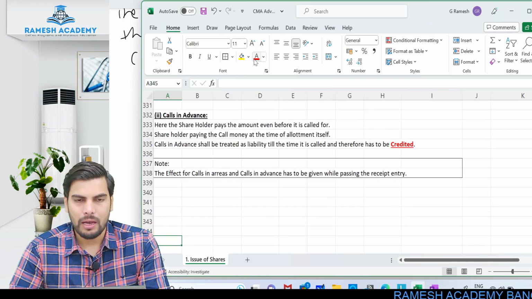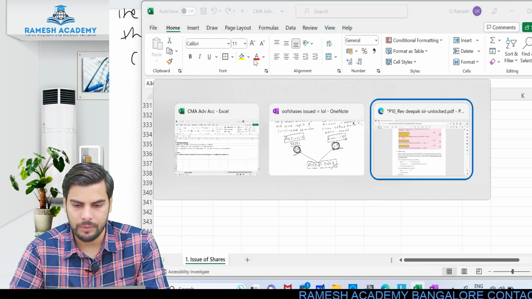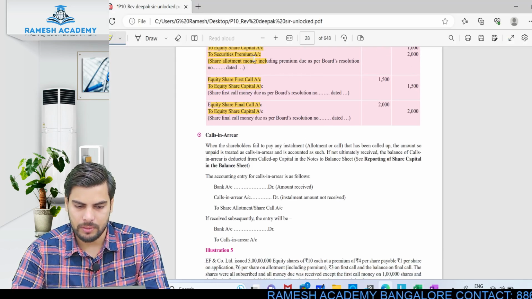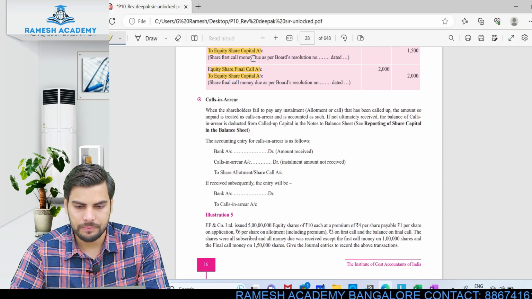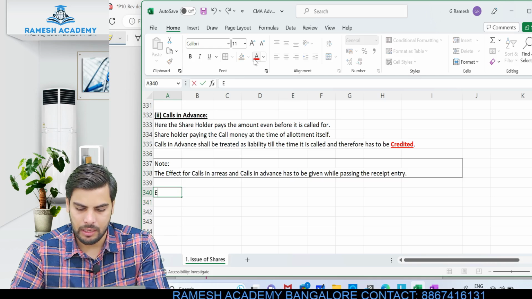So we also have something called as interest on calls in arrears and interest on calls in advance, which we'll be discussing subsequently. So let's just cover this particular aspect first. Now look at this. Let me just explain by giving an example.